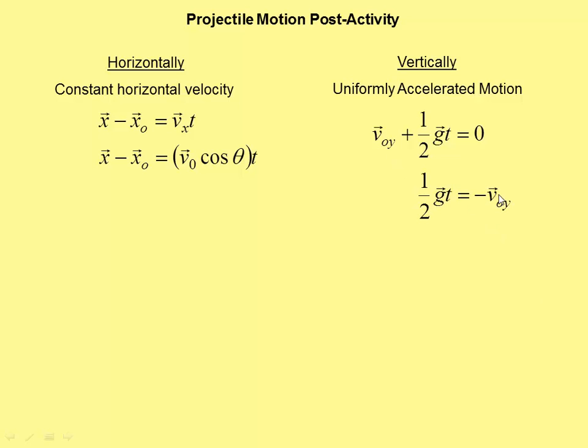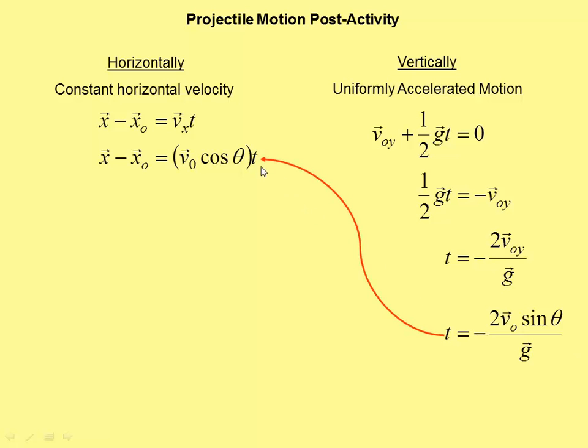So move the VOY to the other side by subtracting. Multiply by 2, divide by g. We get time is -2 times the initial vertical velocity over the vertical acceleration. Plug in what we know the initial vertical velocity to be, which is VO sine theta, and we get that the time can be written as -2 VO sine theta over g. What good does that do us? Well, we can plug that quantity into our range equation and thereby eliminate the time as one of our unknowns.